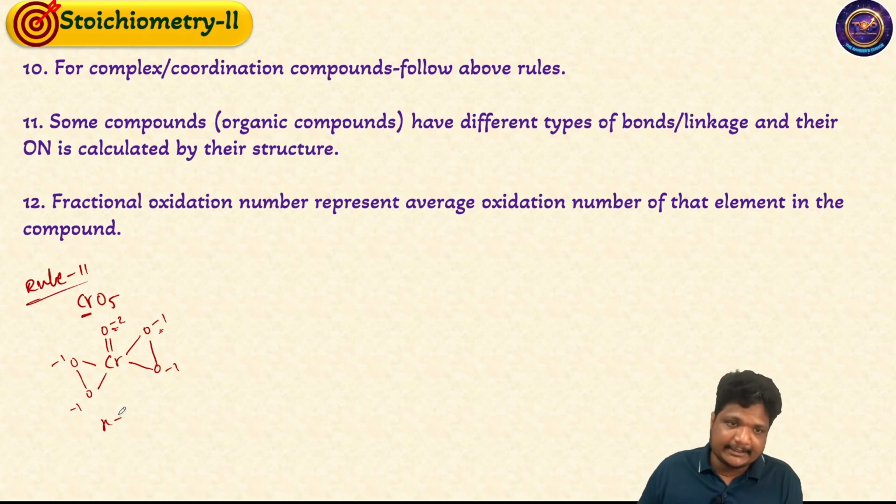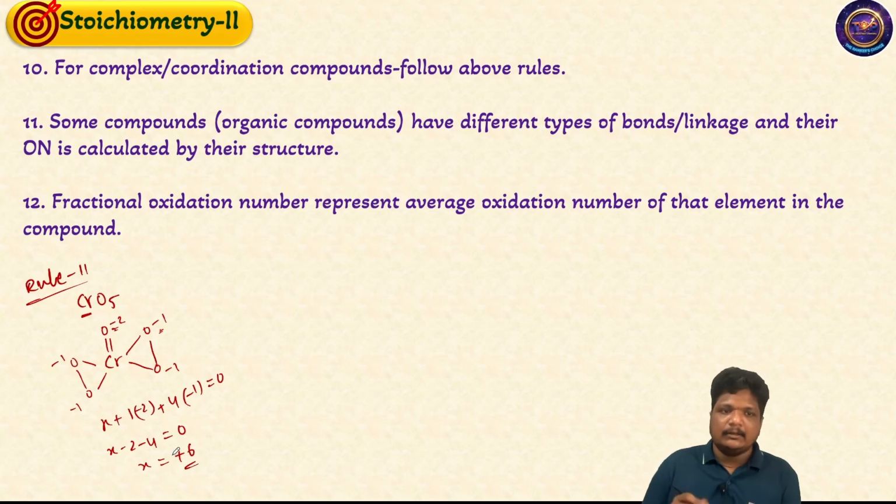So x plus 1 into -2, which means one of the oxygens has -2 oxidation state, plus 4 into -1, is equal to 0. So x minus 2 minus 4 is equal to 0. So x is equal to plus 6. So here chromium has a plus 6 oxidation state in the CrO5 molecule.